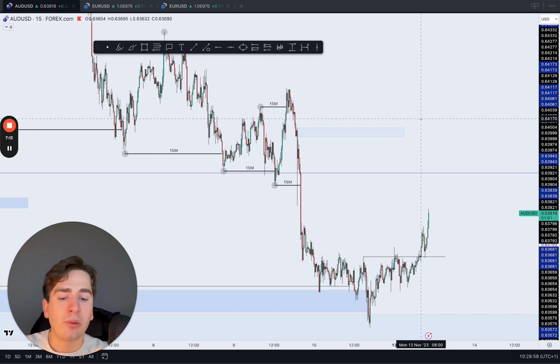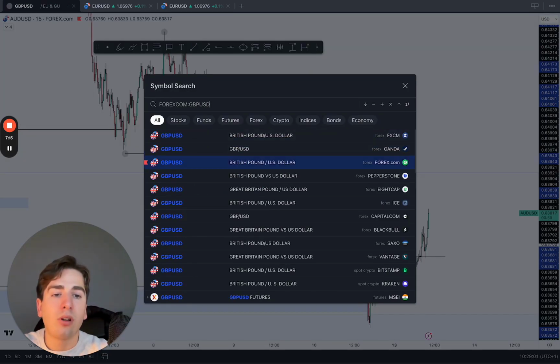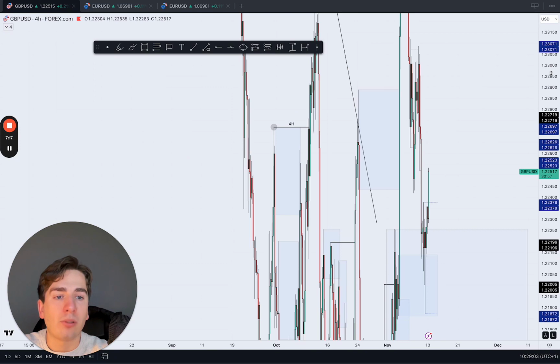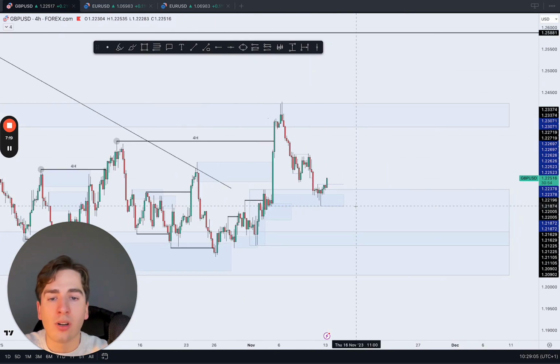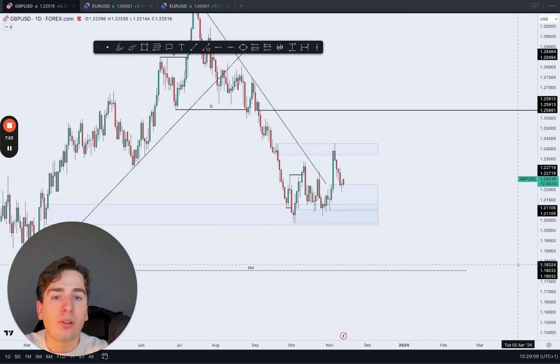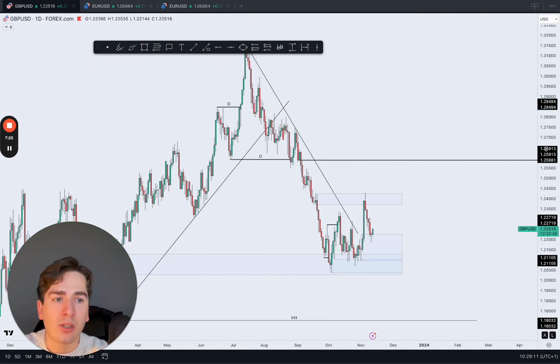Moving on in towards GBPUSD. So pound dollar over here from a 4-hour perspective, pretty similar to Aussie dollar. Inside 4-hour demand, inside daily demand as well. Price overall still has room to move further in towards the upside.